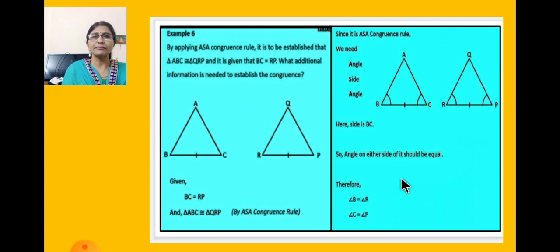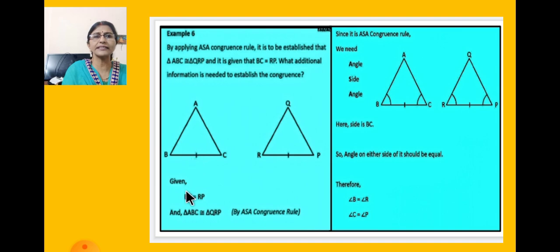Now we will do some important examples of the chapter. Example number 6. By applying the ASA congruence rule, it is to be established that triangle ABC is congruent to triangle QRP, and it is given that, you can see in the figure, BC is equal to RP. What additional information is needed to establish the congruence? So what more information do we need to prove that these two are congruent by the ASA congruence rule?